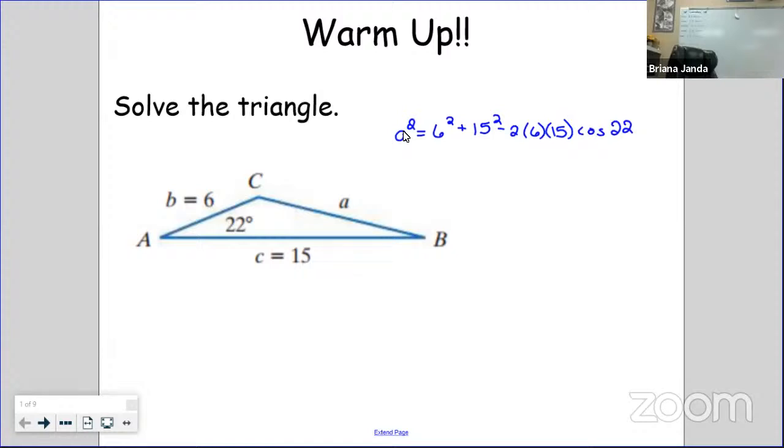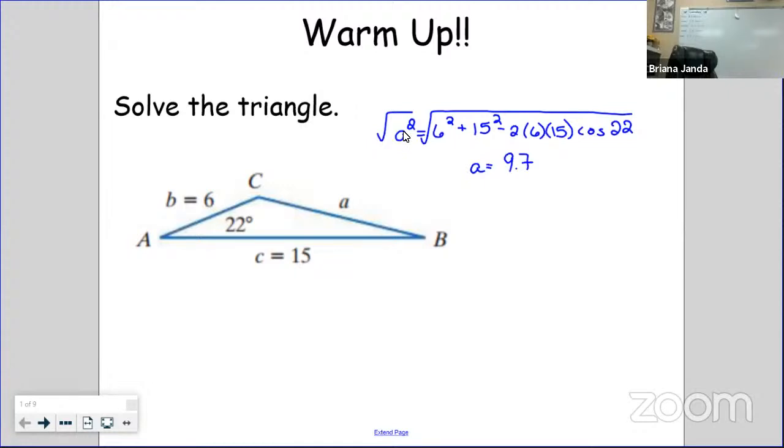One step to solve for A, and that is to square root. And then I go to my calculator and I type all of that in. And we get that A comes out to, rounded to my nearest tenth, 9.7. Question so far?